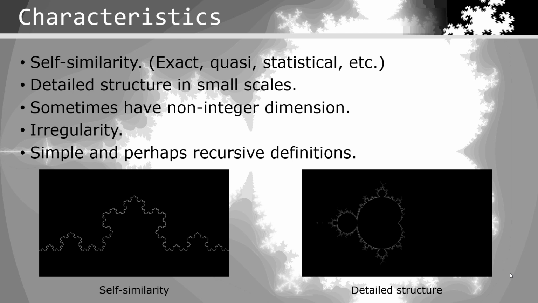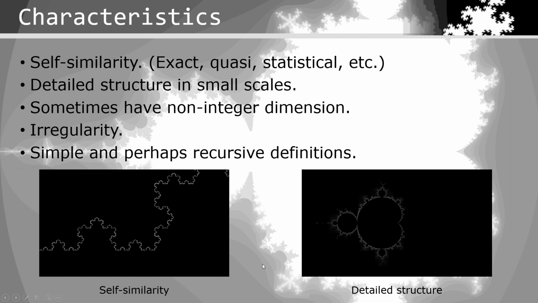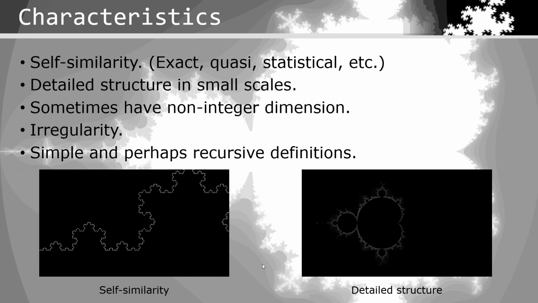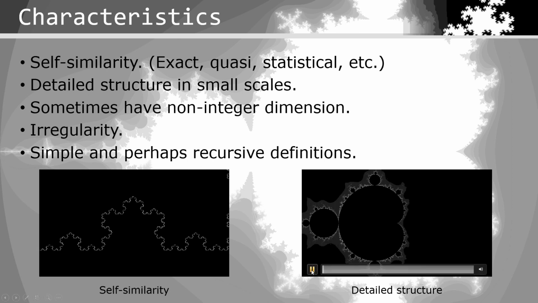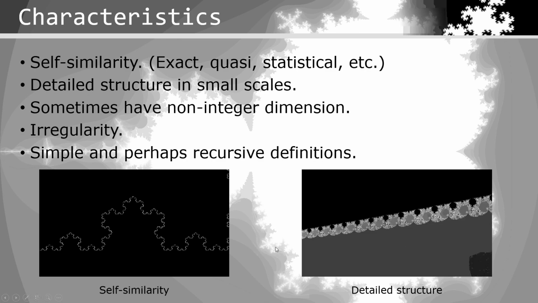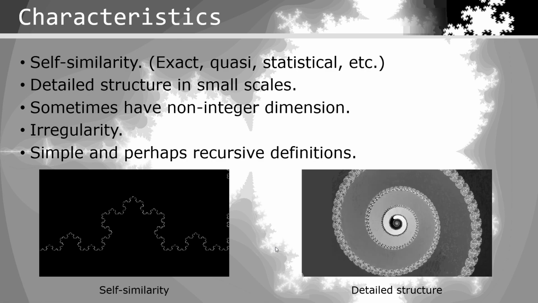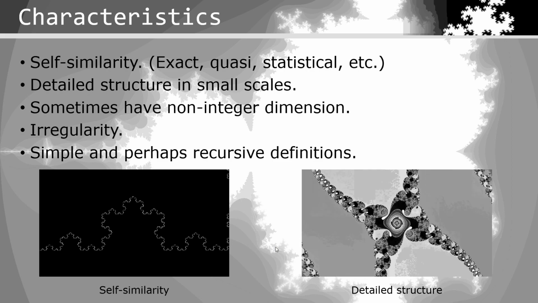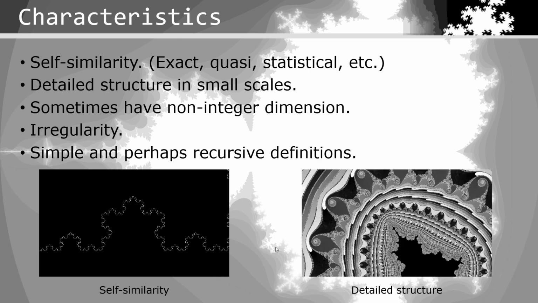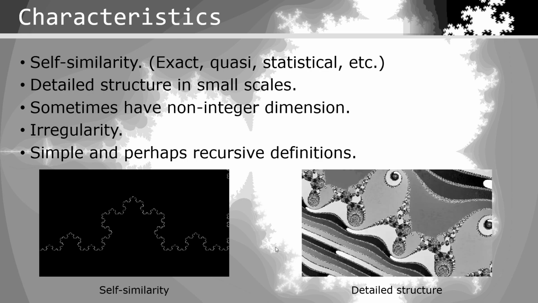Here are some characteristics of fractals. First, self-similarity, including exact, quasi, statistical similarity. We can see it clearly in the video on the left. Second, detailed structure in small scales. We can see it in the video on the right. Third, a fractal may have non-integer dimension, which we will discuss later. Fourth, the shape of a fractal is often irregular. Last, a fractal often has simple and recursive definitions.